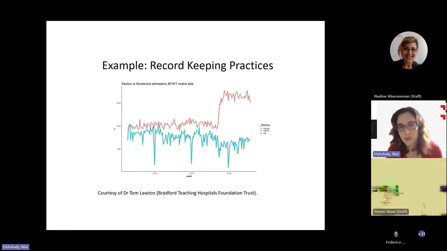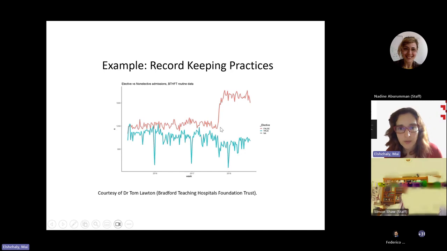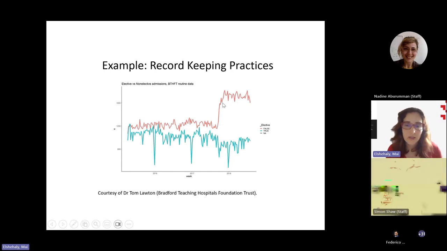And the way that the data was being entered in that electronic patient record made it easier for people who were still getting training, and learning their way around the software, to click on non-elective versus elective admissions.